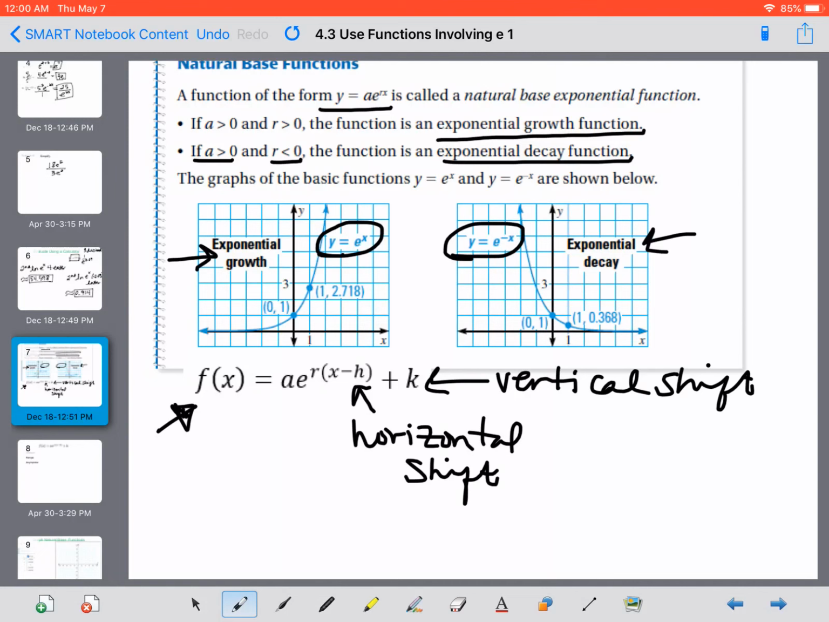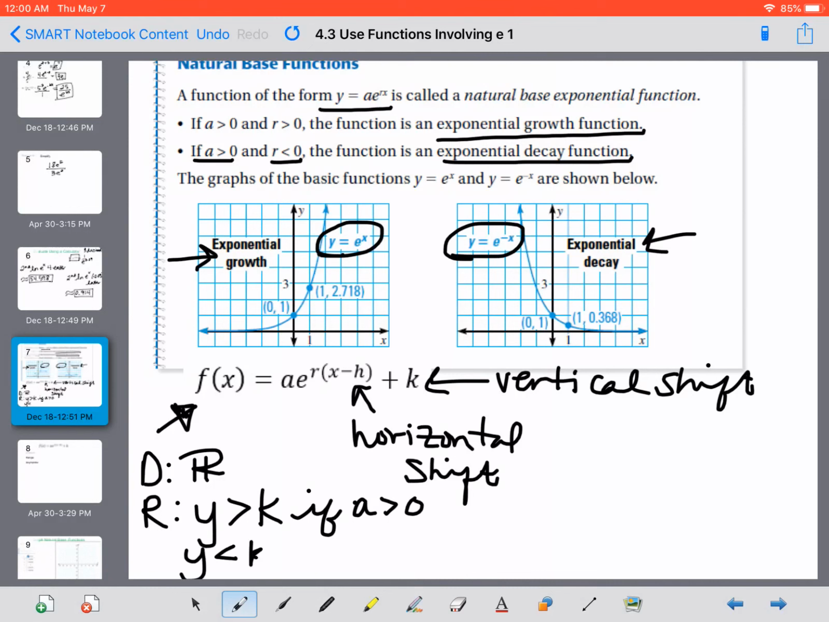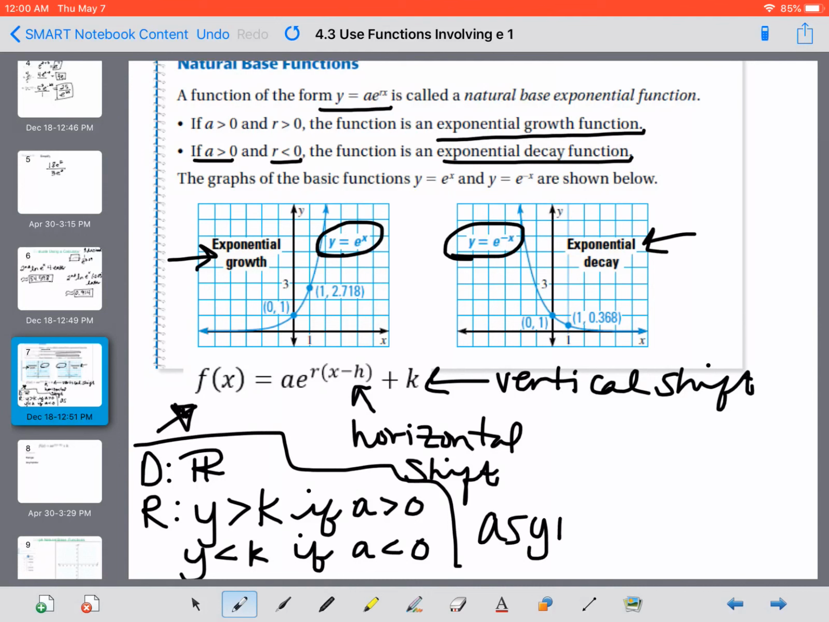Okay, our domain for this exponential function is still going to be all real numbers. The range is going to be y is greater than k if a is greater than 0. It'll be y is less than k if a is less than 0. And then we have one more thing, our asymptote. So our asymptote will still be y equals k.